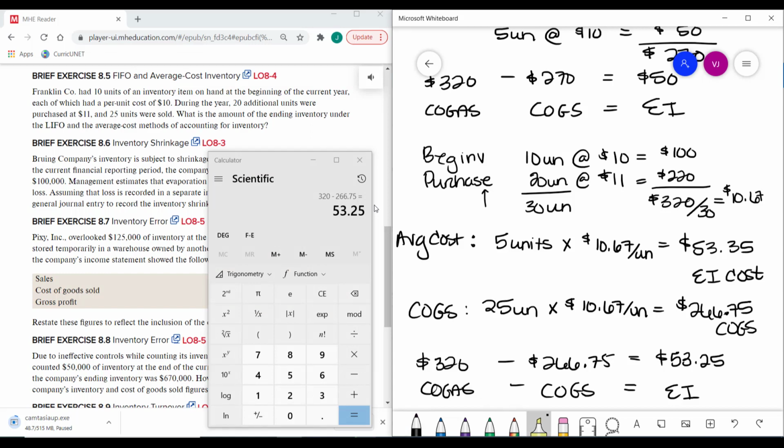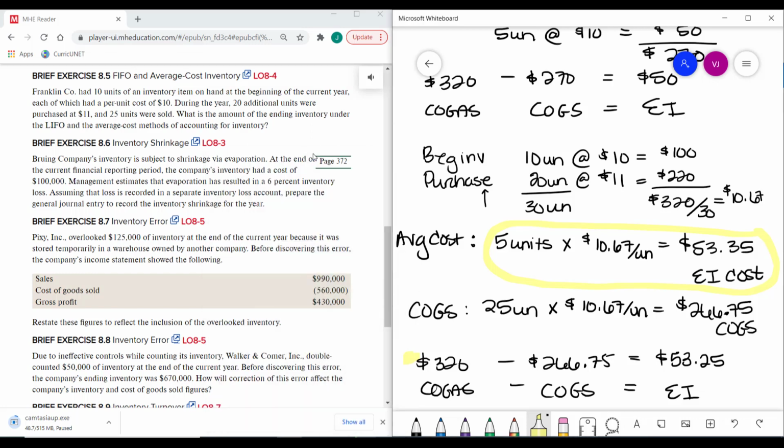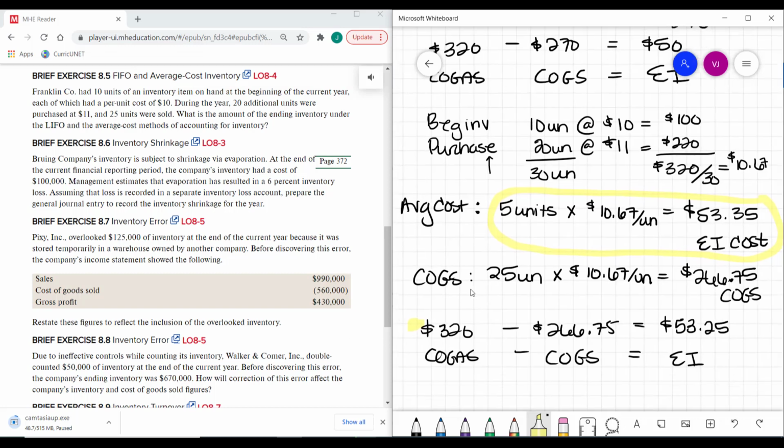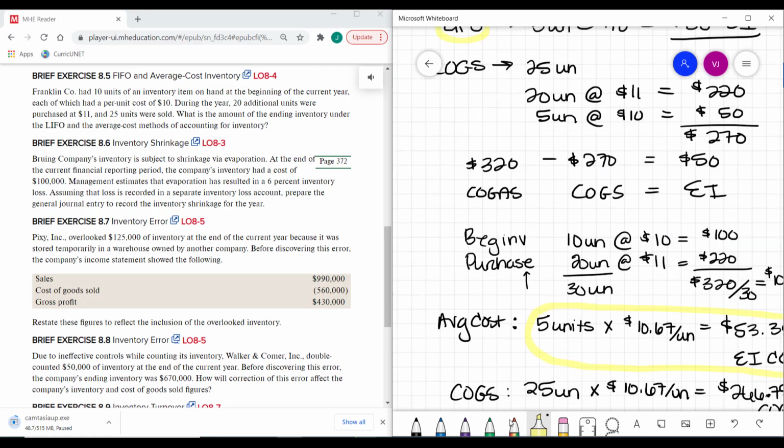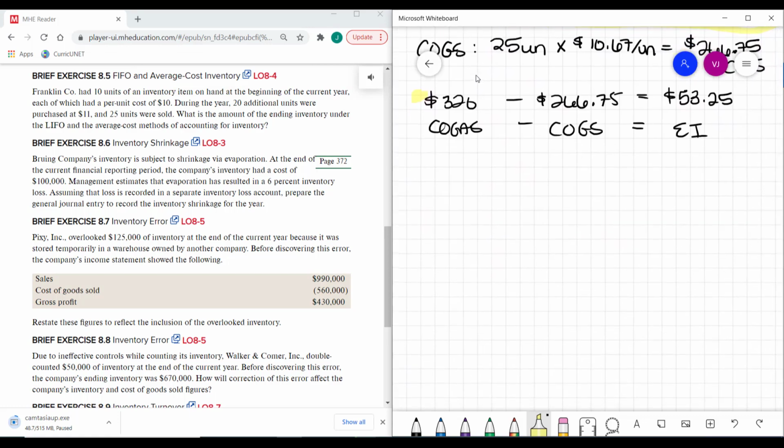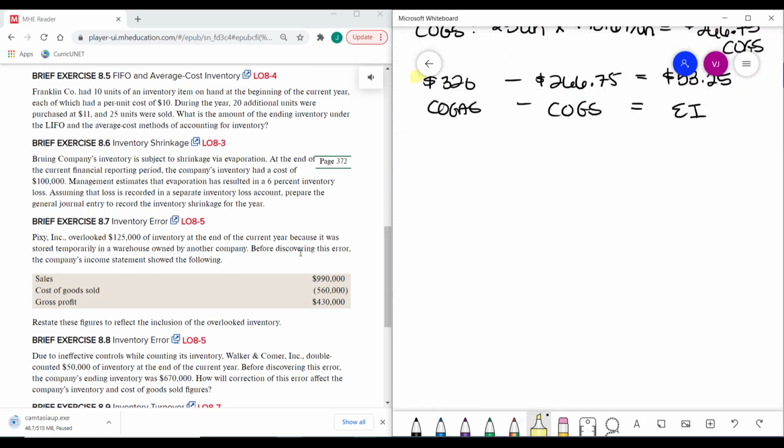But in this case, you don't even have to do it the second way, right? Because of the average cost, this is the easiest one out of all of them. Once you find that average cost per unit and you know you have 5 units left, you can just do a quick multiplication problem to find the cost of that ending inventory. Okay? Very good. That was 8.5, so we will move on to 8.6.